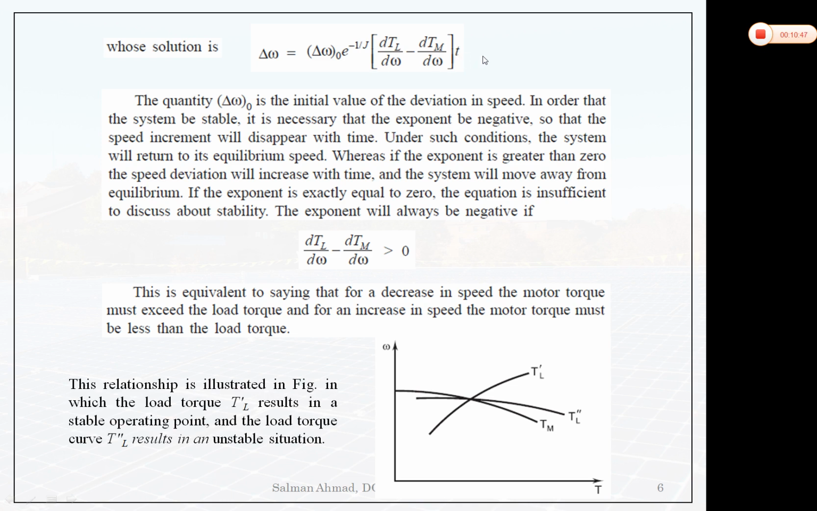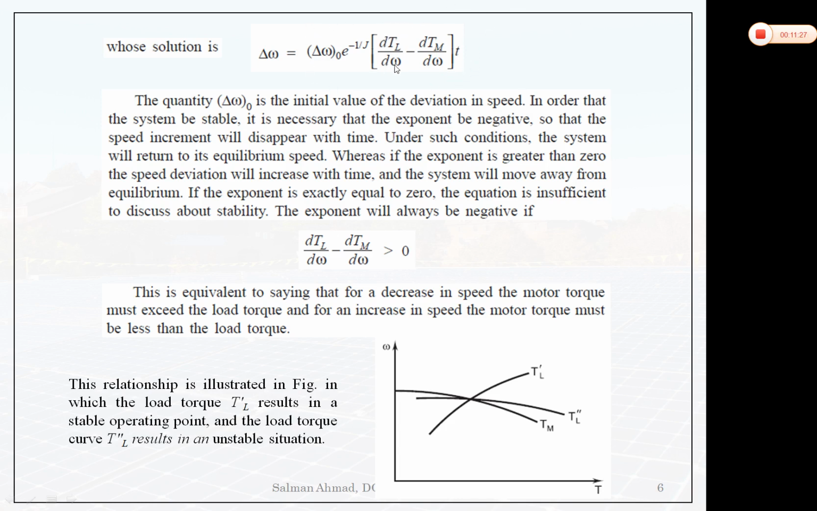So this was a first order differential equation, and the general solution we have is like this. All these terms are in the exponent of e. The quantity delta omega 0 is the initial value of the deviation in speed. In order to make the change in speed 0 when time tends to infinity, because we do not want oscillation, we want a final speed, as t approaches infinity we want this term to be 0.